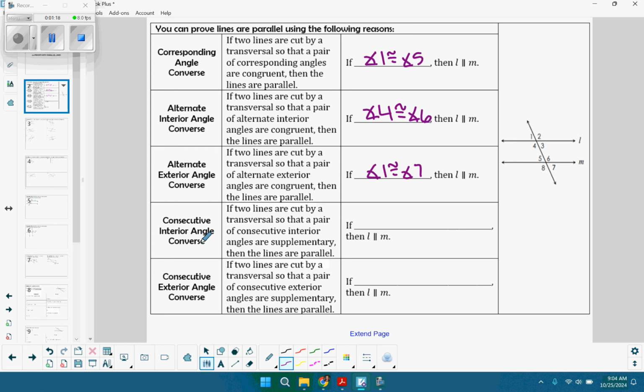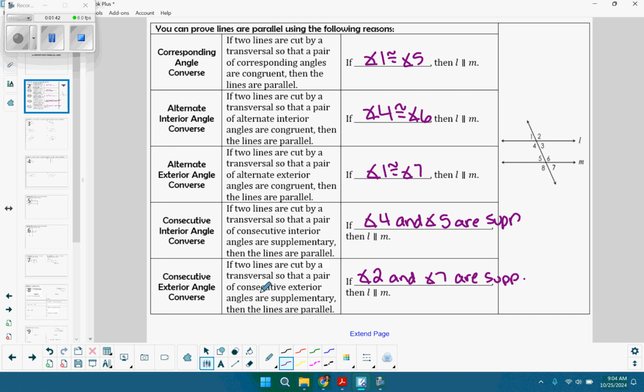And then again, anything with the word consecutive has to do with supplementary. So if angle 4 and angle 5 are supplementary, then the lines are parallel. And for consecutive exterior, if angle 2 and angle 7 are supplementary, then the lines are parallel.